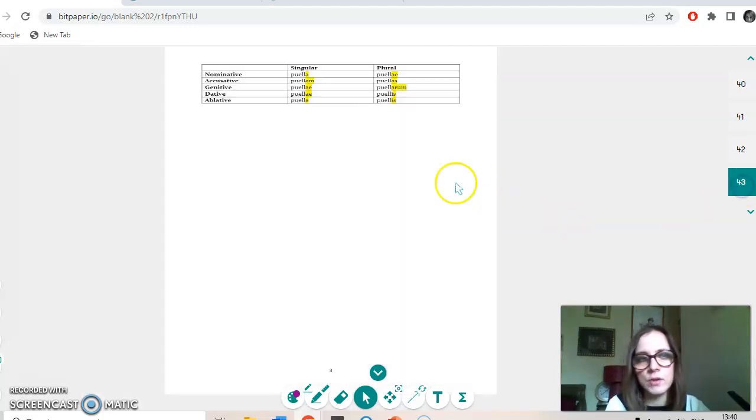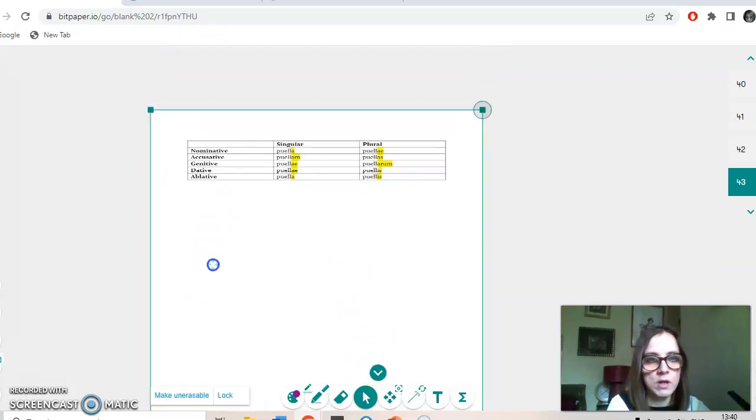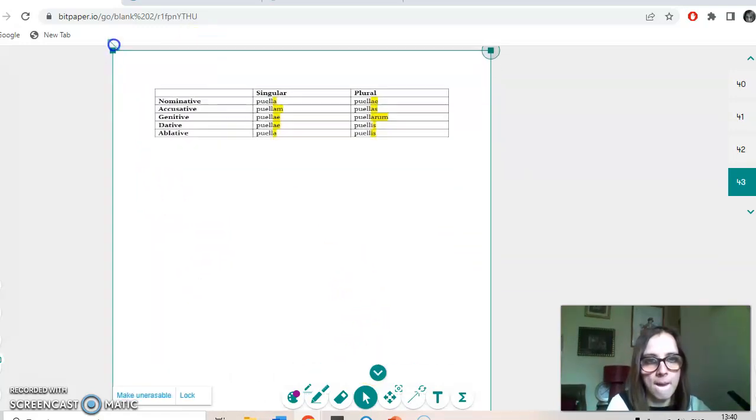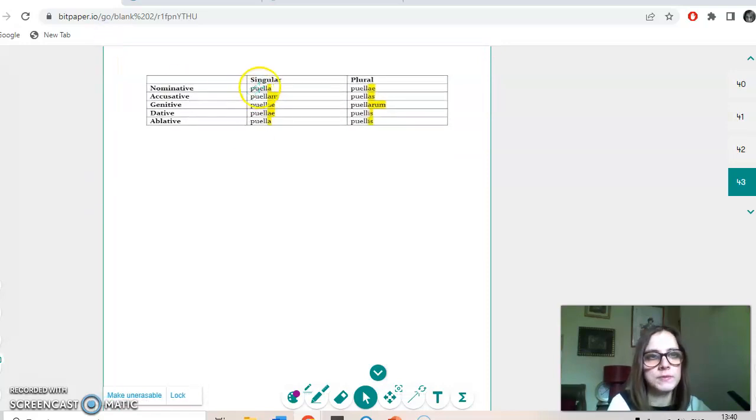And finally, I've got here a table, which should make it much clearer. So, singular and plural. Nominative singular, puella. Accusative singular, puellam. Genitive singular, puellae. Dative singular, puellae. And ablative singular, puella. Plural, nominative, puellae. Plural, accusative, puellas. Plural, genitive, puellarum. Plural, dative, puellis. And plural, ablative, puellis. And yes, the dative and the ablative are the same in the plural, just as the genitive and the dative are the same in the singular.